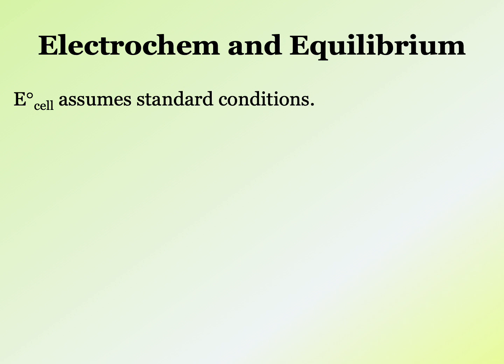So, like I said, the E naught of the cell assumes standard conditions, which means things are going to typically be 1 molar at 25 degrees Celsius. But we have to look at what happens if the solution is not 1 molar. How is that going to affect that E value?